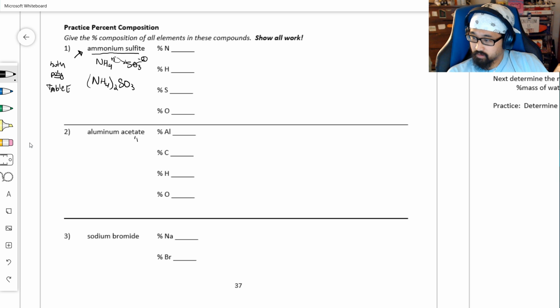Right? This time, this is a poly, but aluminum is just Al with a +3 charge. I checked the reference table. Acetate is C2H3O2. It has a -1 charge. So again, I'm going to crisscross. That means I have Al, C2H3O2 with a 3.